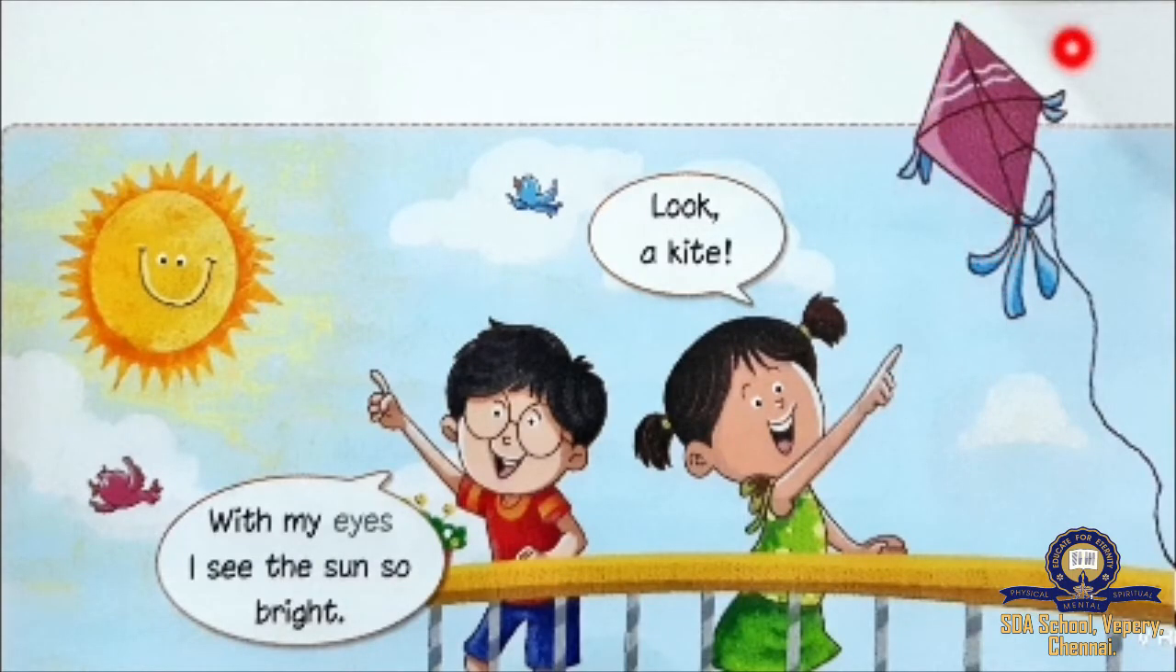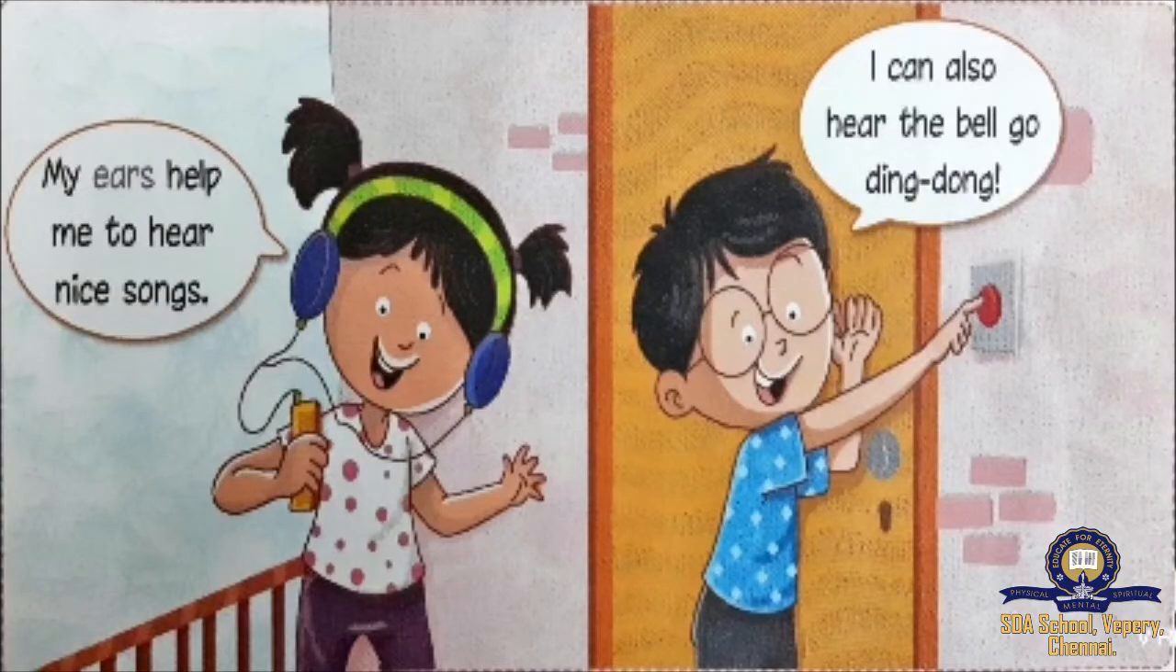And then look at the next one. What's there in the sky? Yes, kite. How do you know that it's a kite? By seeing. Look at here. Meena is telling, look, a kite. Which one helps her to see? Eyes. Very good. Eyes help her to see. Look at here. Manu is telling, with my eyes I see the sun so bright. With his eyes, he can watch the sun. It is very bright.